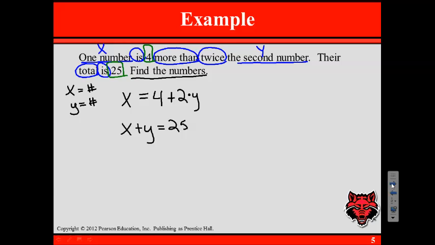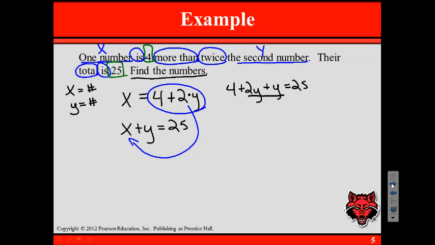And at this point, we have two equations with two unknowns, and we can solve either using the substitution method or the addition method. Because the first equation is already solved for x, let's take its expression and plug it in for x in the second equation. So this is the substitution method that we're going to try to use. The second equation becomes 4 plus 2y plus y, so 4 plus 2y takes the place of x, plus y equals 25. We combine like terms on the left-hand side, and we get 4 plus 3y equals 25.